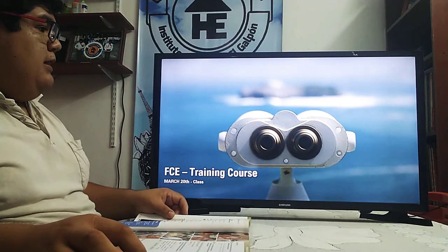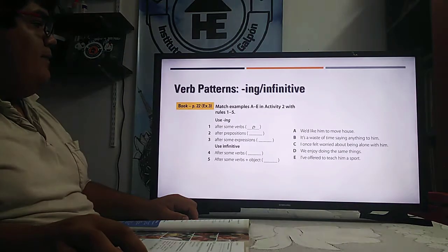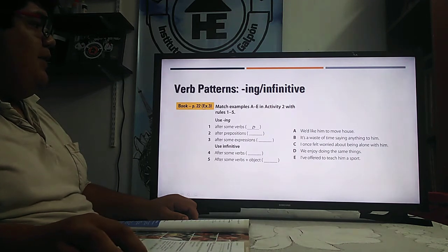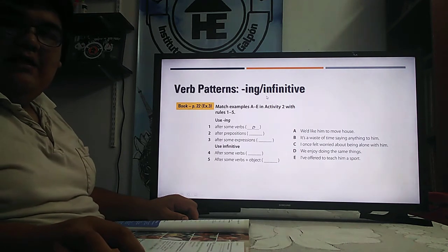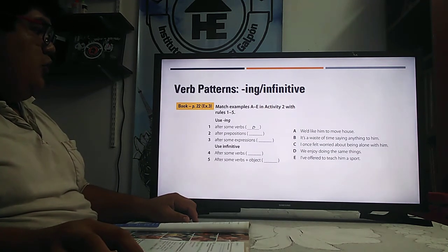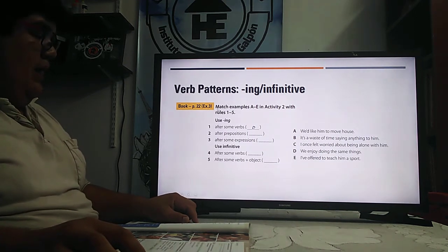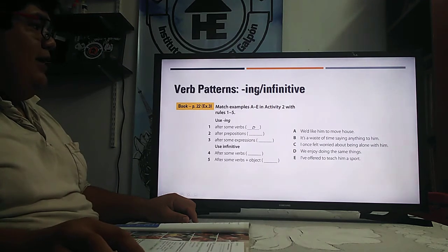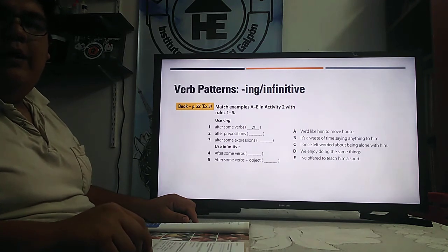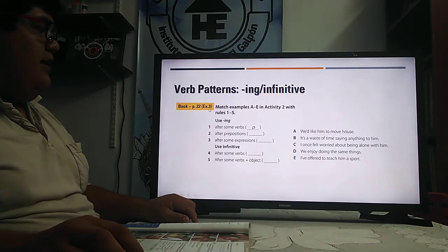Remember that in the grammar section for these units, we've been talking about verb patterns, yes? As you can see here, verb patterns, ing and the infinitive form, yes? So, let's go to exercise 3, that is book page 22, exercise 3. Remember the uses of ing and infinitive. I'm not going to go through this again because we already talked about it in class. So we need to go to this exercise 3.